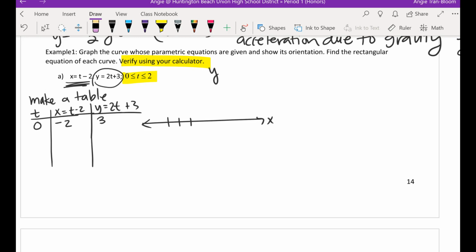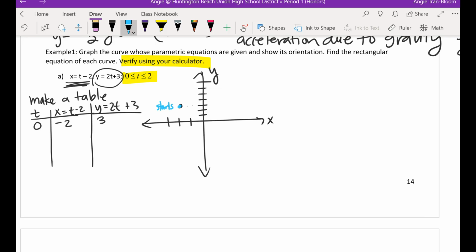Okay, let me make the y tick marks a little bit smaller. 1, 2, 3, 4, 5, 6, 7. Okay, so -2, go up 3. There you go. This is where it starts. It starts here.